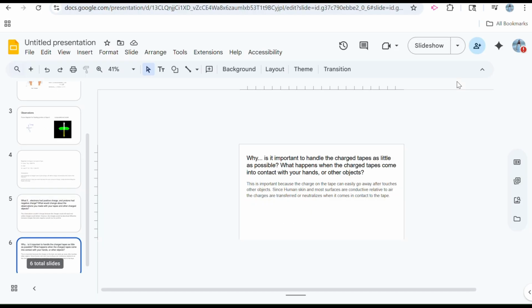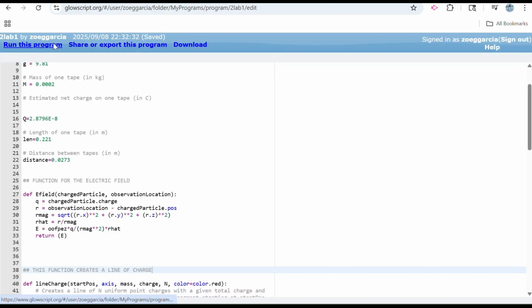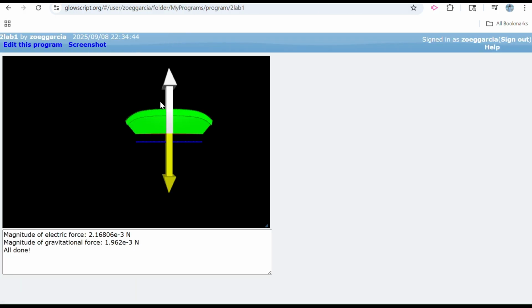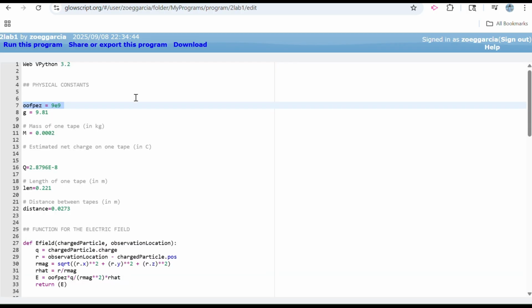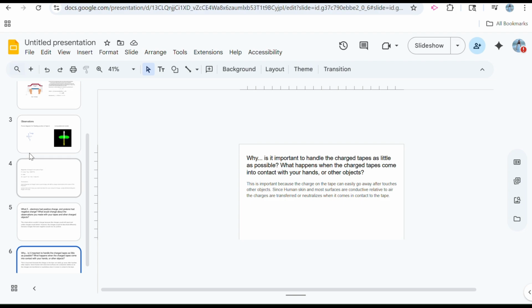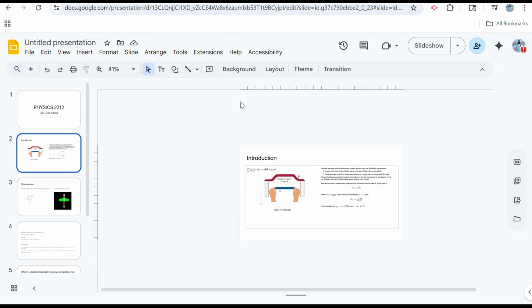Okay, and then if we take a look at the code, I already talked about this, and you can see the magnitude of the electric force and the magnitude of the gravitational force, and then a little all-done statement. A lot of this code is based off of the code from lab 0. This represents the K constant, and then this is the force of gravity, this is the mass of one tape, this is the estimated net charge on one of the tapes, the length, and then the distance between the tapes that I talked about, which we measure in this part.